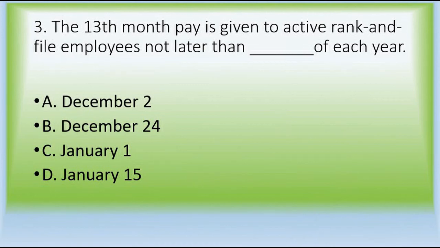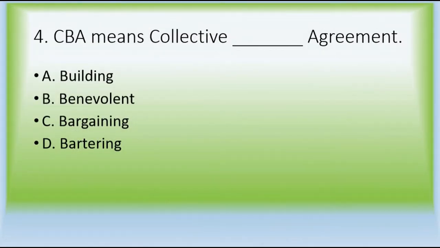Number 3. The 13th month pay is given to active rank and file employees not later than blank of each year. Letter A, December 2. Letter B, December 24. Letter C, January 1. Or letter D, January 15. Number 4. CBA means collective blank agreement. Letter A, building. Letter B, benevolent. Letter C, bargaining. Or letter D, bartering.